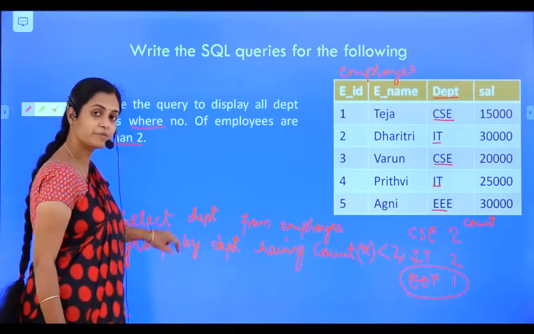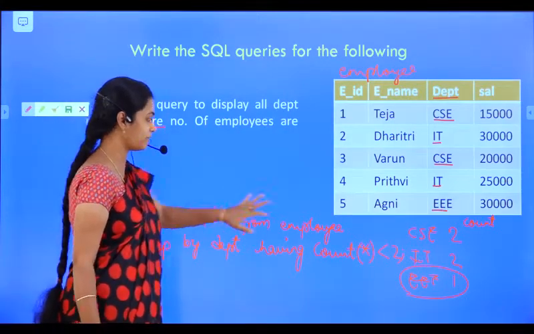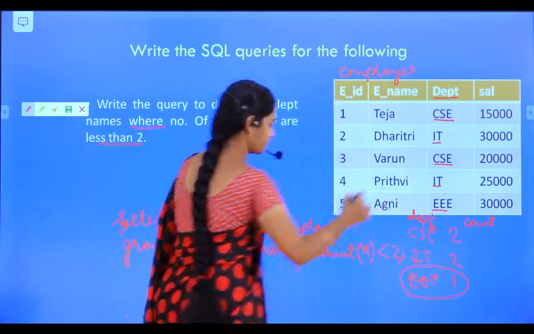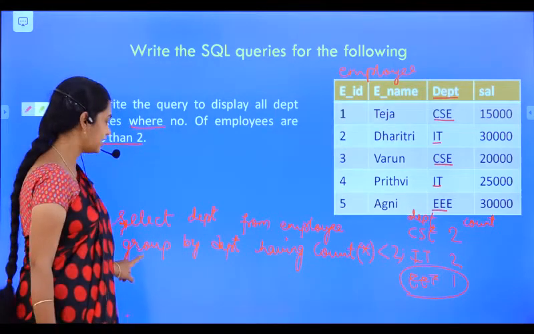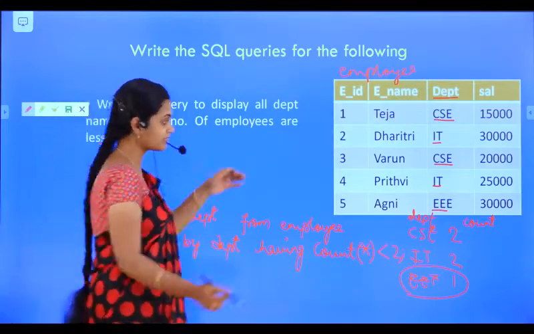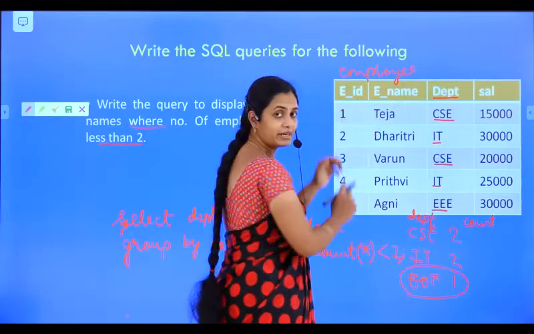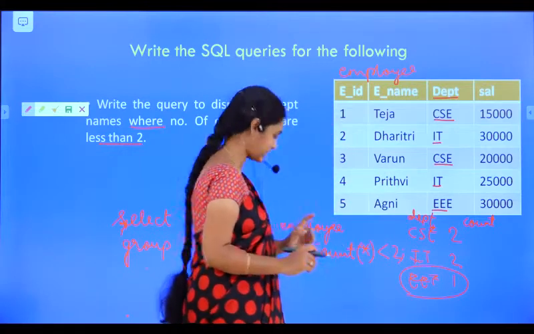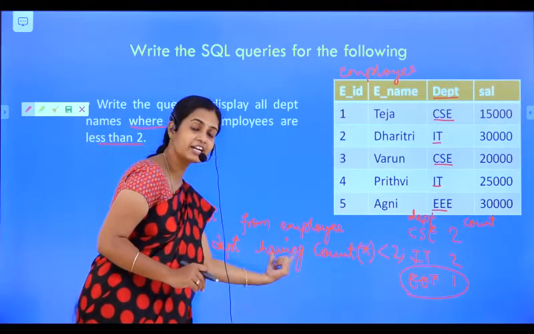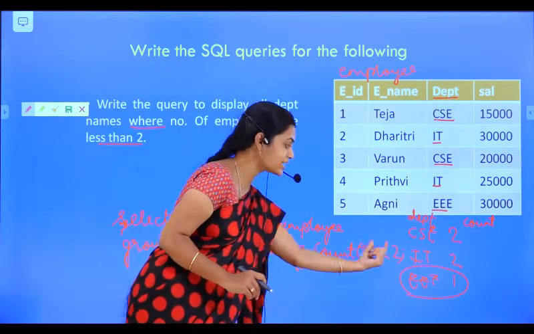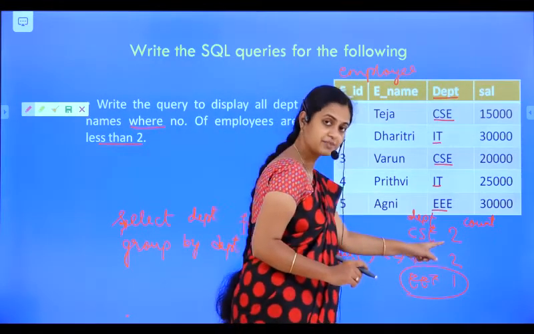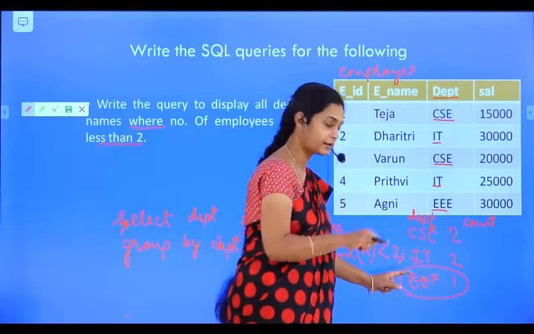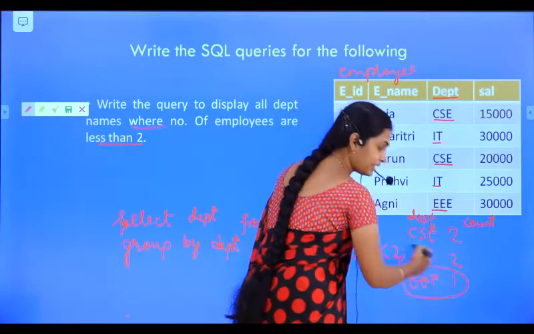So what happens in this query? Select department: we are selecting the departments, CSC, IT and EEE, from the employee table where we are grouping. Group by means all the CSC tuples will come to one side, all the IT tuples to one side, and the EEE tuples to one side. Now what is the condition we are writing here? Count star is less than 2. What is the count here? CSC 2, IT 2 and EEE 1. So which department has less than 2? EEE is the department.